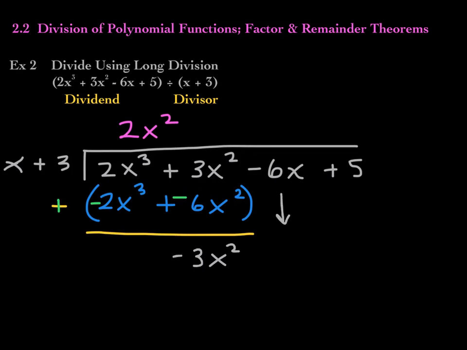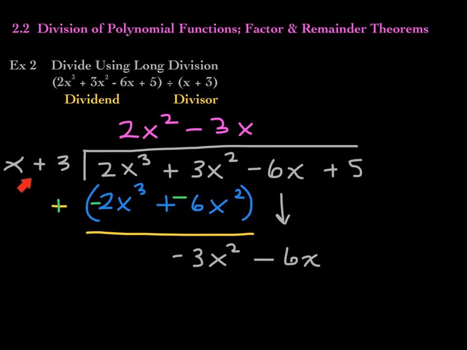Bring down the next term in your dividend, okay? And then start the whole process over again. That is to say, focus on the first term of your divisor and this first term here. What do you multiply x by in order to get negative 3x squared? x times something gives me negative 3x squared. Well, that must be negative 3x. x times negative 3x gives me negative 3x squared.